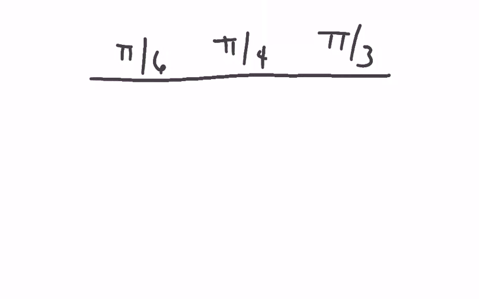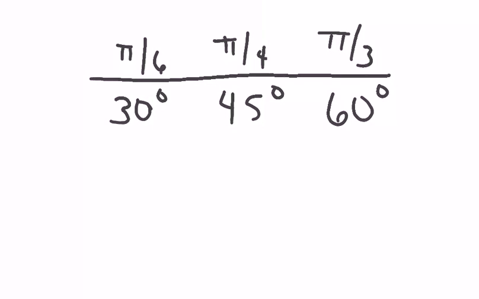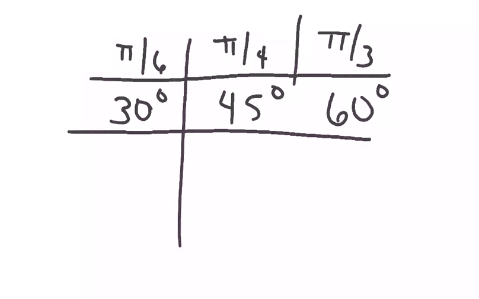So it starts out with a little table that gives you some information about some common angles. So like pi over 6, pi over 4, and pi over 3. And then we know that pi over 6 is really 30 degrees. And pi over 4 is 45 degrees, and pi over 3 is 60 degrees. And then we want to look at the top three functions.